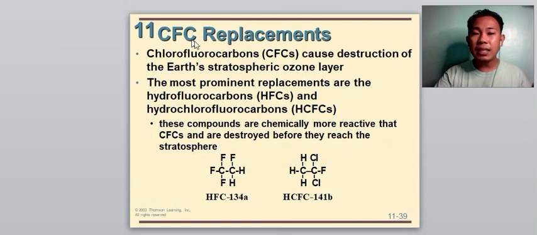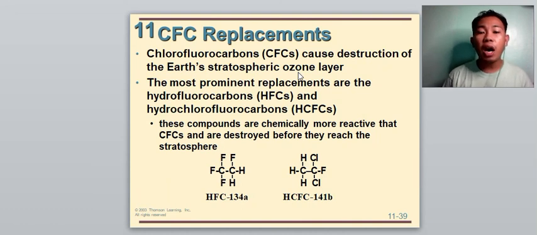That is why, because of this destruction of Earth's atmosphere, particularly the stratospheric ozone layer, the most prominent CFC replacements are the hydrofluorocarbons, the HFCs, and the hydrochlorofluorocarbons. These compounds are chemically more reactive than CFCs and are destroyed before they reach the stratosphere, where our ozone layer is located. That is why they are much safer than the chlorofluorocarbons.